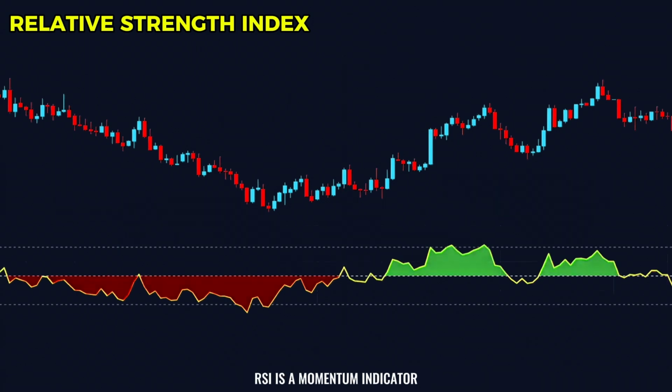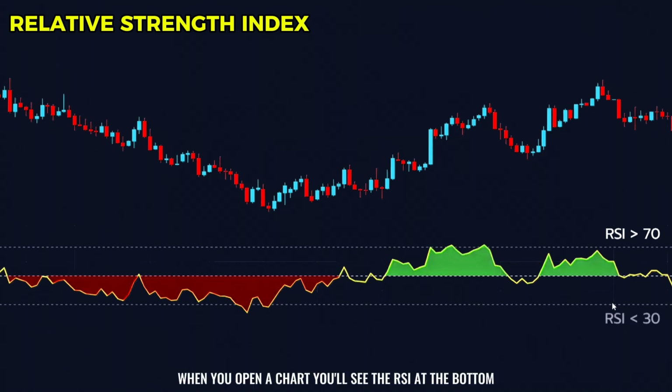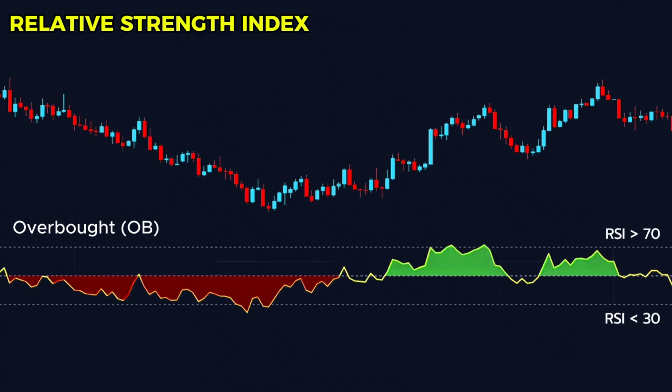RSI is a momentum indicator that measures the strength of price movement. The indicator ranges from 0, which represents very weak momentum, to 100, which represents very strong momentum. When you open a chart, you'll see the RSI at the bottom. I've highlighted it in yellow. There is a horizontal line that separates weak momentum from strong momentum. That line is the 50 level.